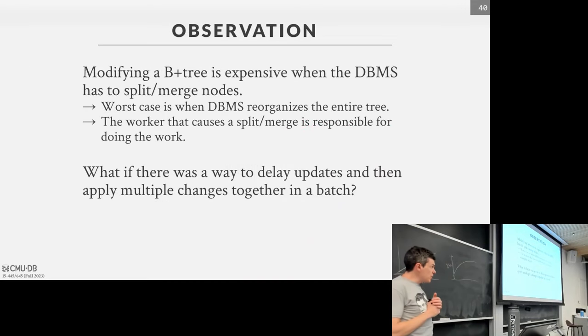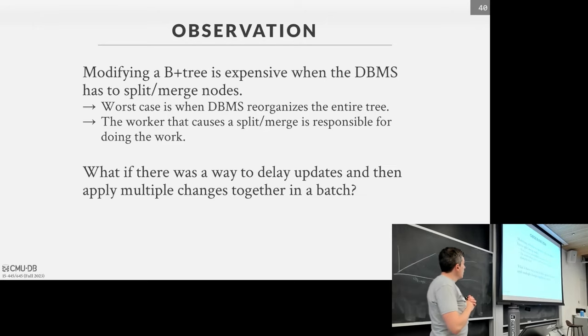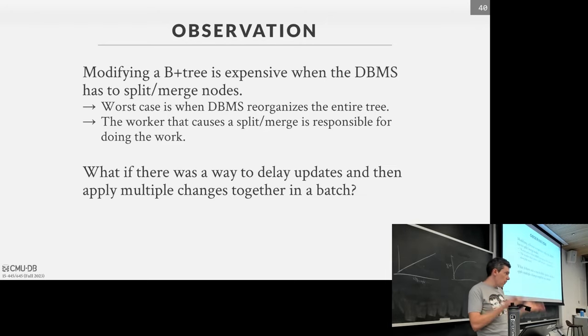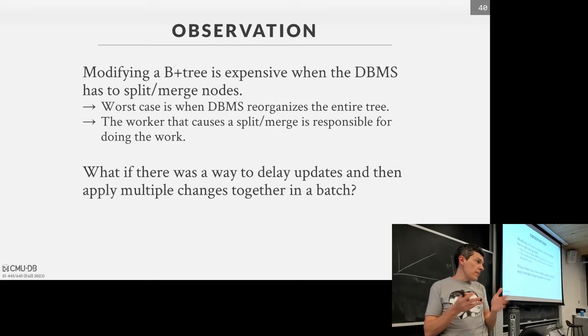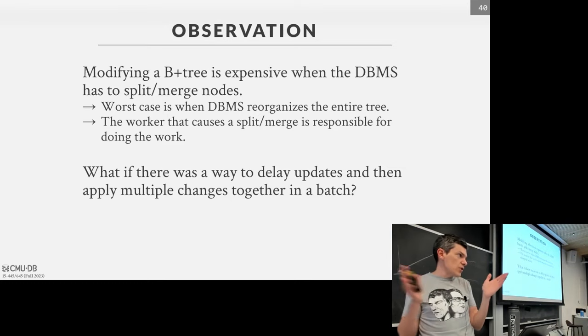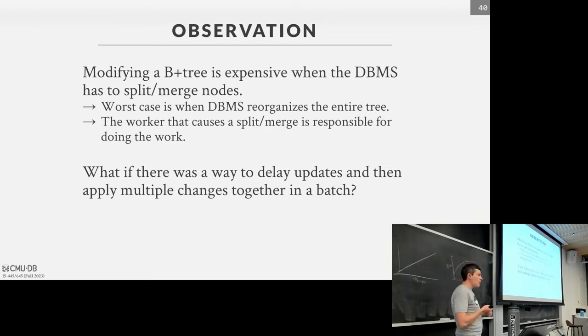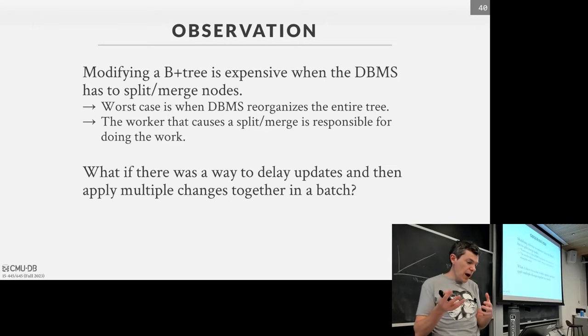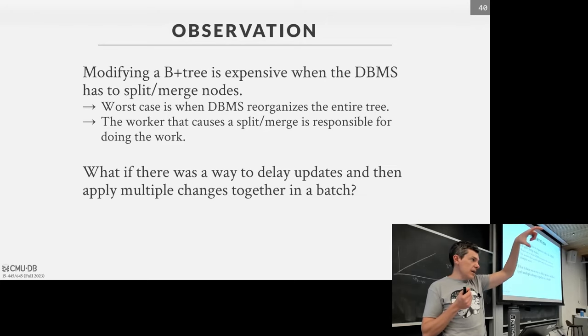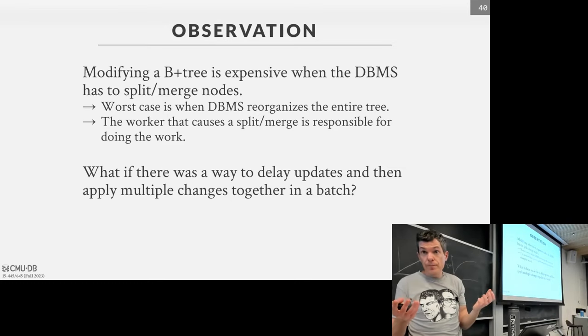All right, the last optimization I want to talk about is this. We make a big deal about how the nice thing about the B+Tree is that it's balanced, everything's always log n, and our lookups can be really fast because everything's log n to get to the leaf node, and then we can get as much sequential I/O as we can. But of course, the challenge is that updates are going to be expensive because we have to maintain this balance property. Anytime a thread comes along and inserts or deletes, they may draw the short straw and be responsible for reorganizing the entire data structure.